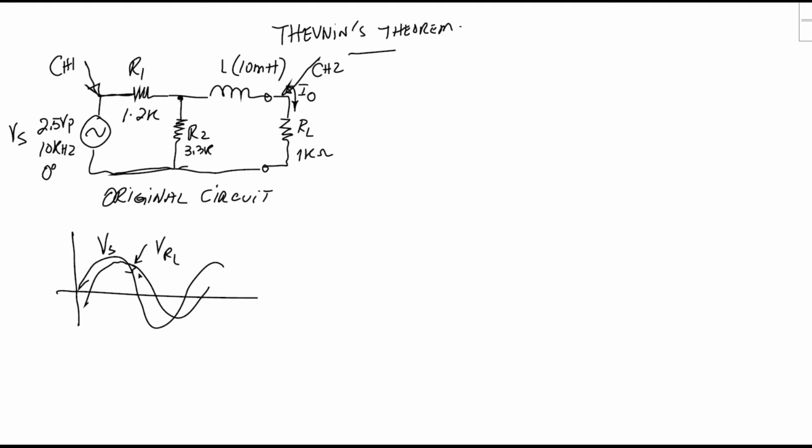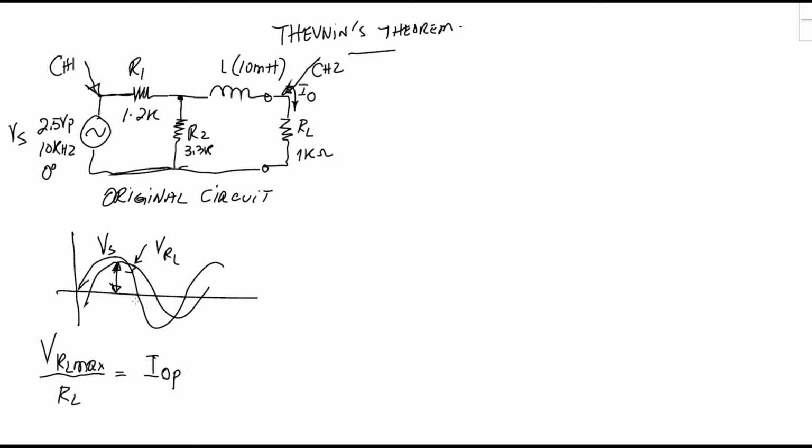From this V R load, if we are able to find the V max of that signal, so V R load max or peak, we can divide this by our R load, so we can easily find the peak value of this current, I original peak.